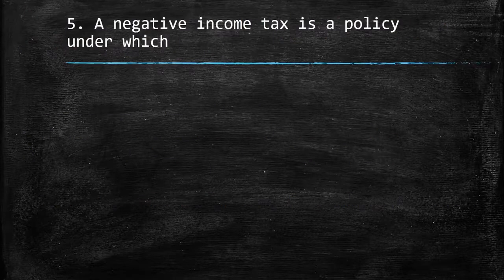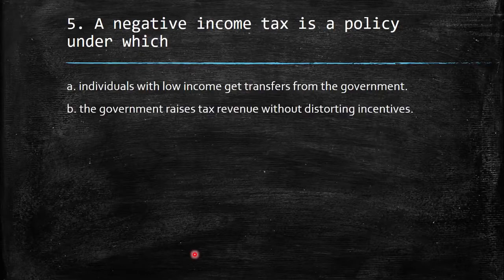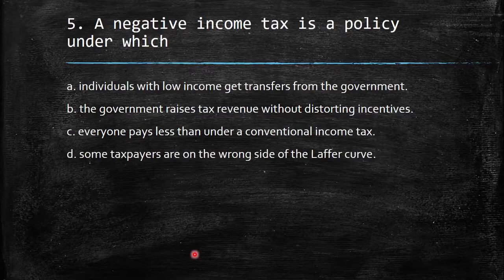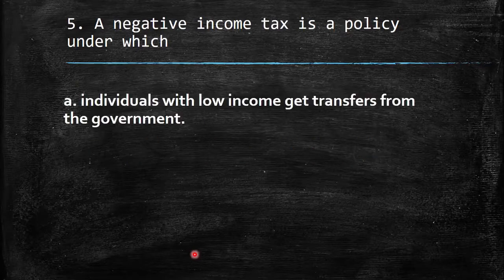Okay. Then, a negative income tax is a policy under which individuals with low income get transferred money from the government. So the idea is like an individual with low income gets transferred from the government.